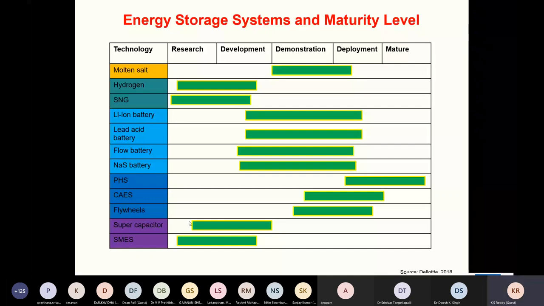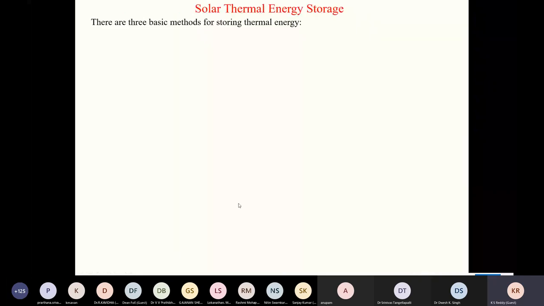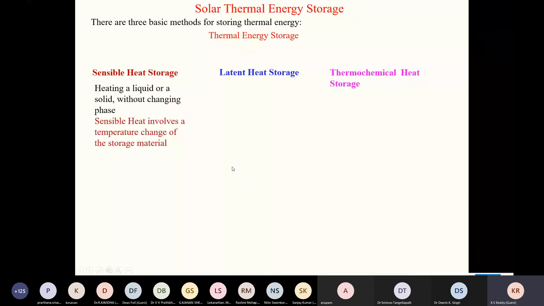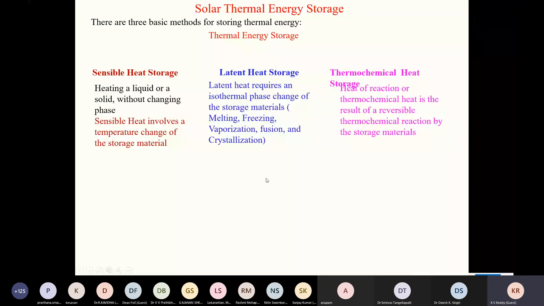Then we have to see how we store solar thermal energy. There are three basic processes. Thermal energy storage can be either sensible, latent, or thermochemical heat storage. Sensible means heat is added in one phase, and sensible heat can be retrieved without much phase change. Latent heat is with phase change, either melting or freezing, vaporization or fusion, or any process by which we can transfer heat.